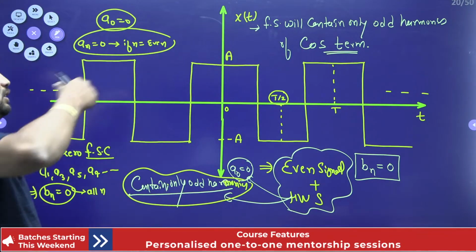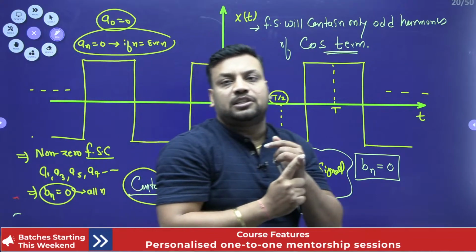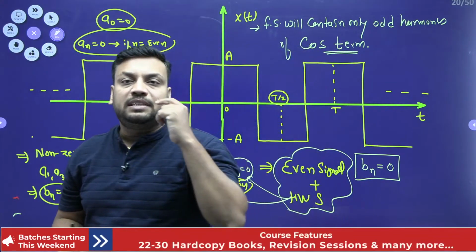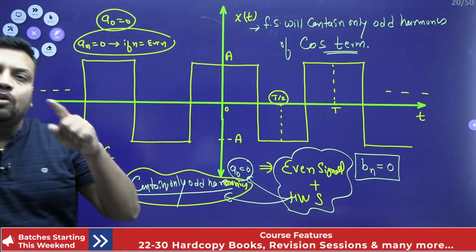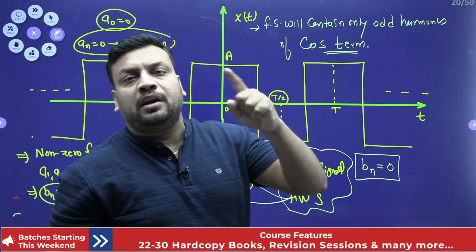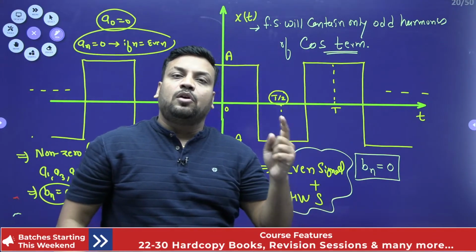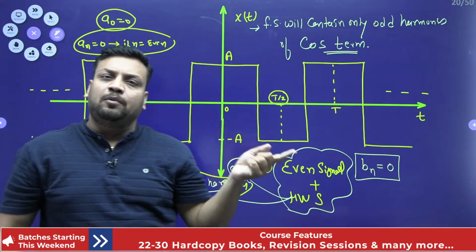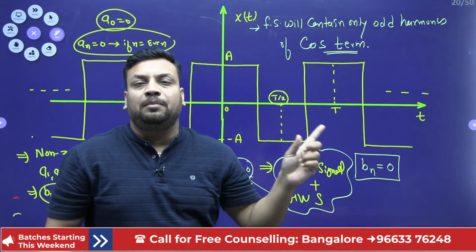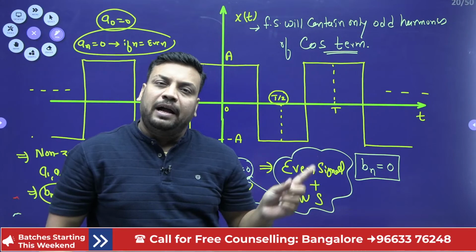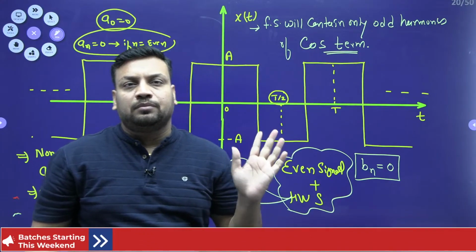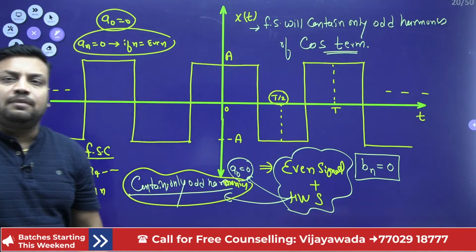So now the signal satisfies even plus HWS also. Because of the even symmetrical condition, Bn is 0, and because the signal satisfies HWS also, HWS will make the average value 0 and also the even harmonics 0. Did you understand? Shall we go for next, sir?